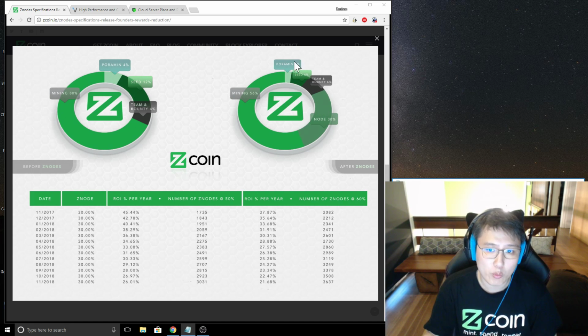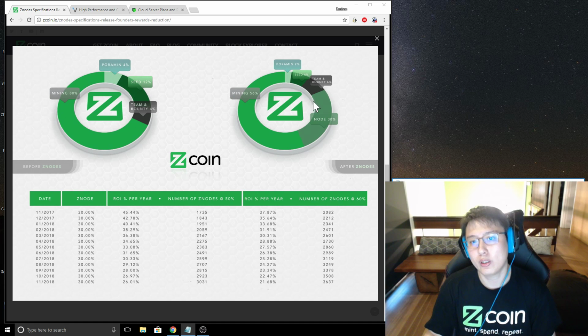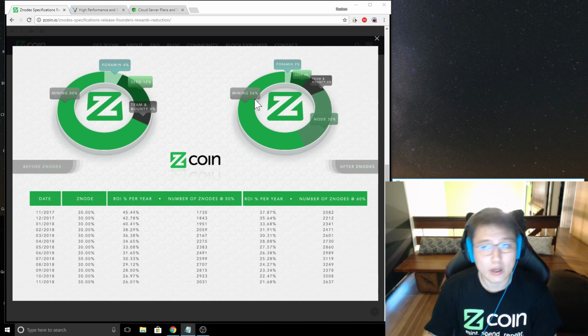Definitely this part will disappear, as in the founders' rewards will go to 0%. But how should we distribute this? Should it go to the nodes? Should it go to the miners? We kind of have to see where it is right now, but it'll be good to have some benchmark on that at the moment.